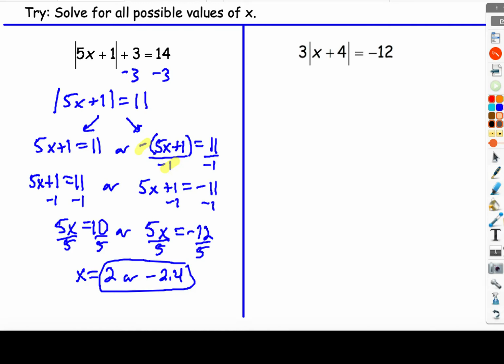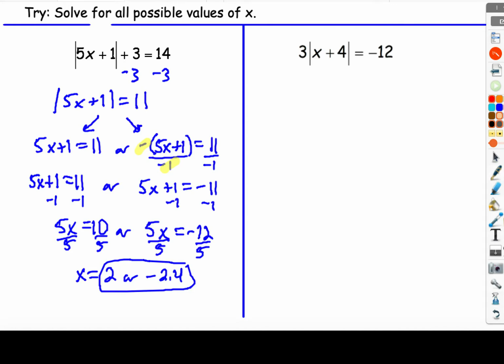Then we could do the same thing with the negative 2.4. Negative 2.4 times 5 is actually negative 12. Plus 1 would have been negative 11. And the absolute value of negative 11, again, is 11. Plus 3 gives you 14. I would say that both of those numbers are going to work. Don't forget to check your answer. Not only should you not be afraid of it, but go ahead and do it. It's always a good idea.